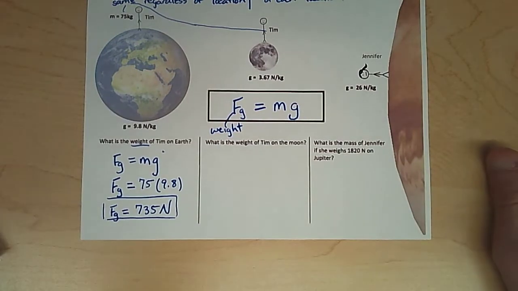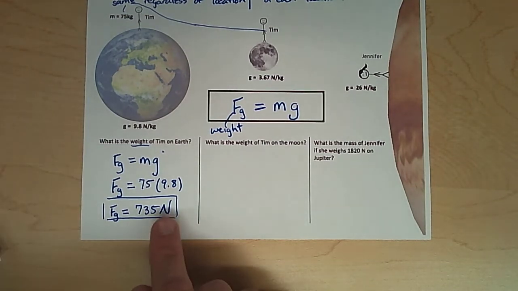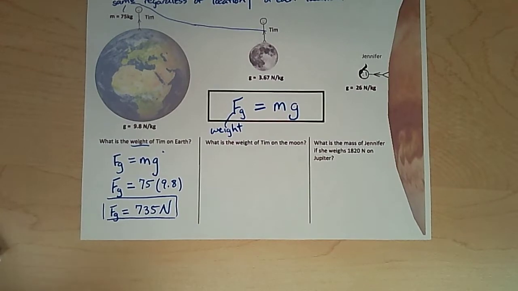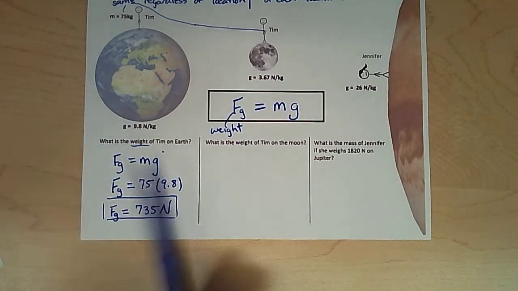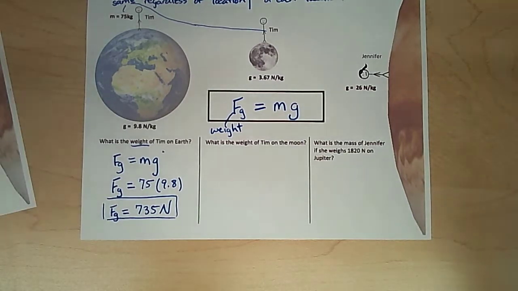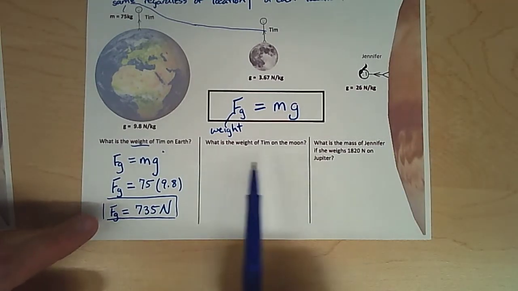Right? So to put this into perspective, by the way, 735 newtons would be the same thing as a 165 pound person. You're used to seeing the unit of a force or weight in pounds, and newtons is just a different way to represent it. It's how we represent it with the metric system or in physics. All right. So now let's look at another problem.